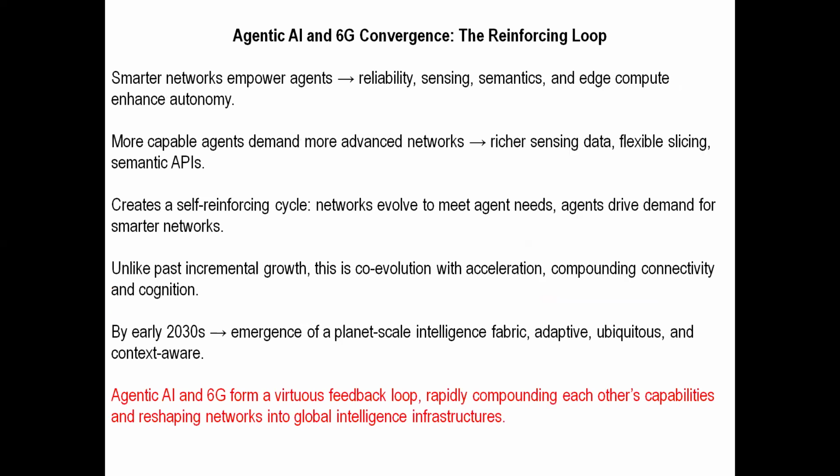And then how they integrate is how they converse with each other in a feedback loop, enhancing each other, right? It's like a virtuous cycle where they boost each other's capability in a good direction. For example, a smart network empowers agents, and it makes reliable sensing; semantics at edge computing enhance autonomy. Then it sends feedback to more capable agents, which demand more advanced networks, right? And in return they create a self-reinforcing cycle, cycling and interacting with each other. So, for example, we'll have the emergence of a planet-scale intelligent fabric and adaptive ubiquitous context, where new kinds of things will be witnessed in the near future.